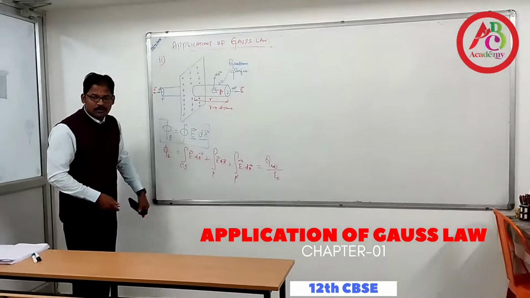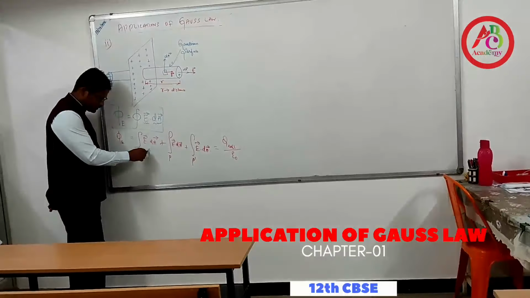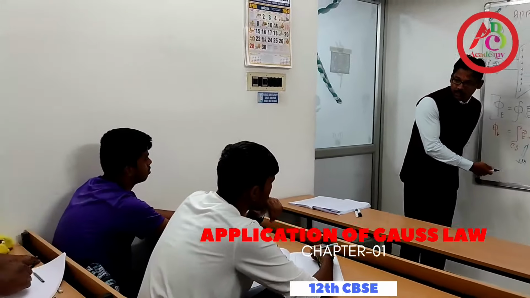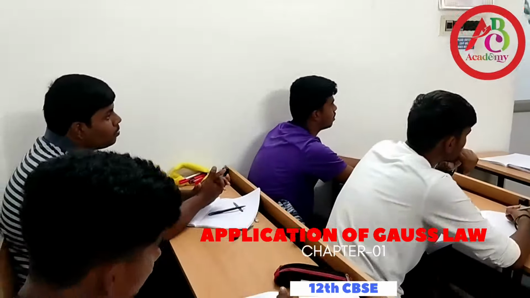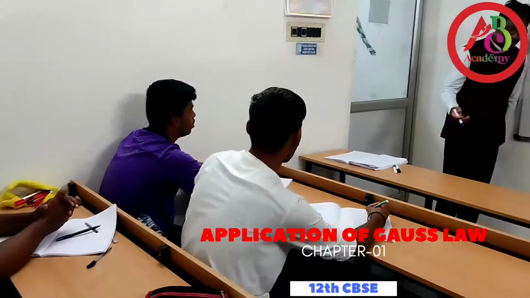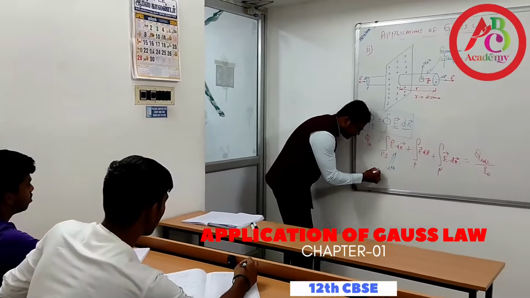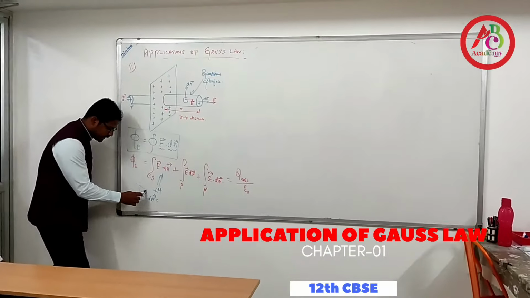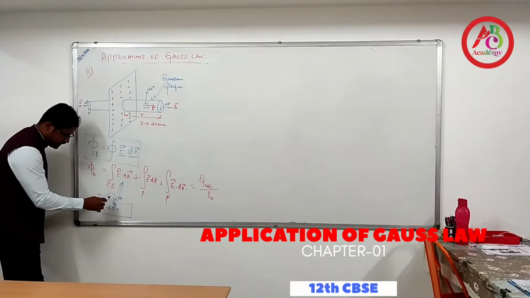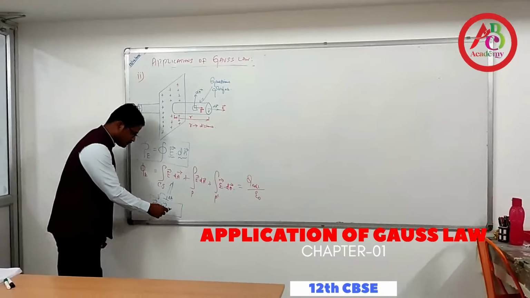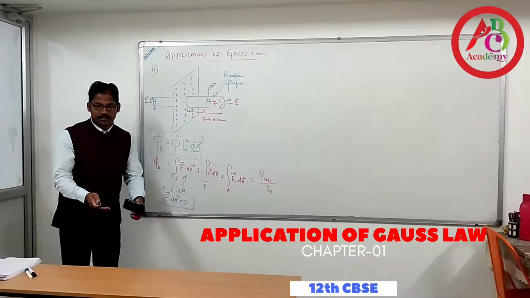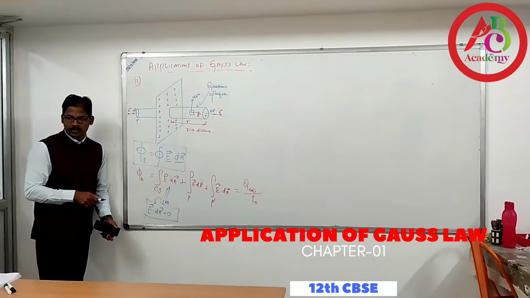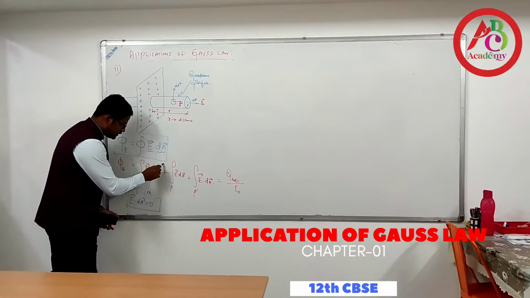zero. It is perpendicular. Correct? What do we deal with this perpendicular matter? E dot dA equals E dot. E vector into dA vector equals E, for perpendicularity. Perpendicular will always be zero. So this curved surface will become zero.